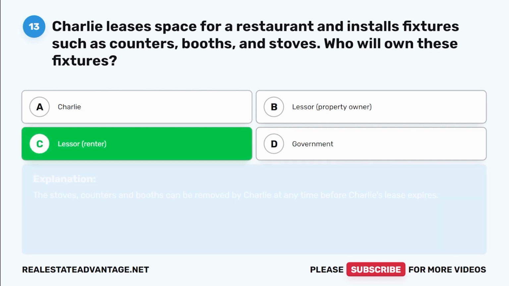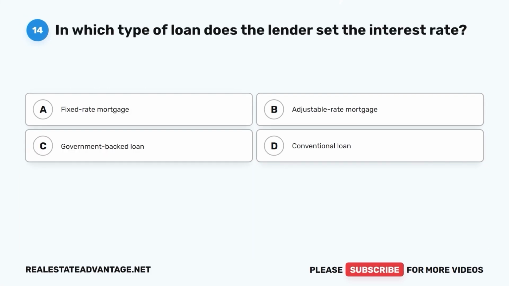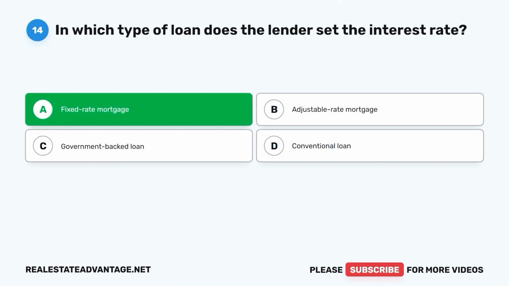Lessee, renter. The stoves, counters, and booths can be removed by Charlie at any time before Charlie's lease expires. Question 14. In which type of loan does the lender set the interest rate? A. Fixed rate mortgage. B. Adjustable rate mortgage. C. Government-backed loan. D. Conventional loan. The correct answer is A.